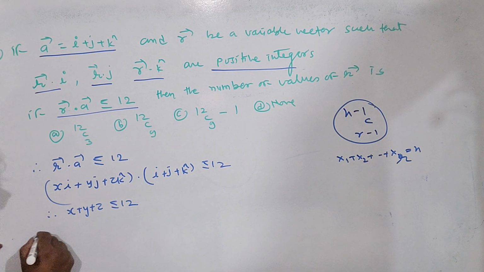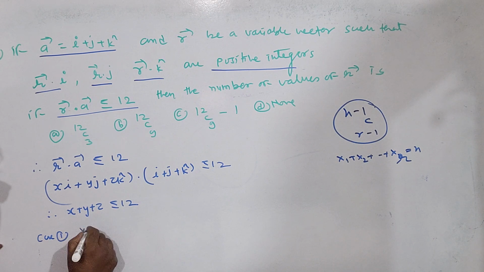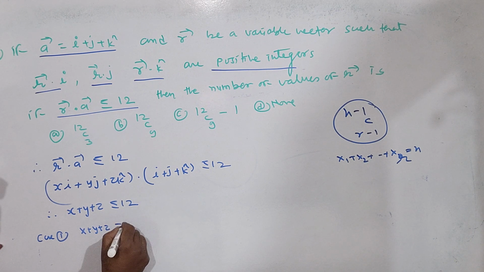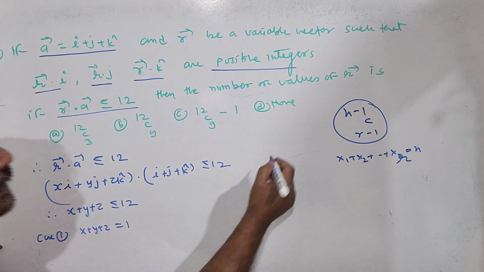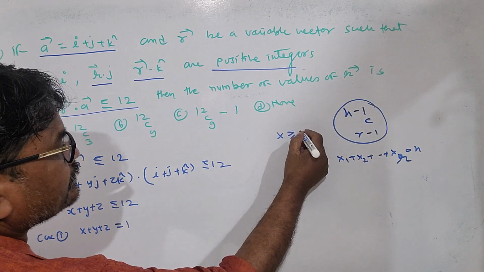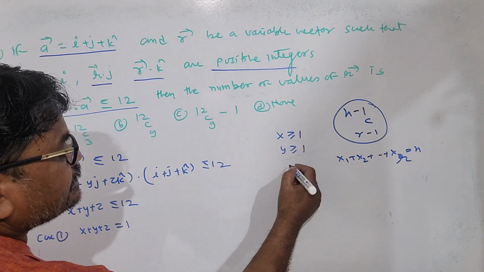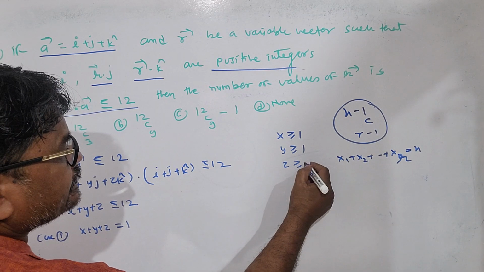So therefore we will have cases. Case 1: x plus y plus z equal to 1. But every x, y and z has to be greater than or equal to 1. X has to be greater than or equal to 1, y has to be greater than or equal to 1, z greater than or equal to 1.